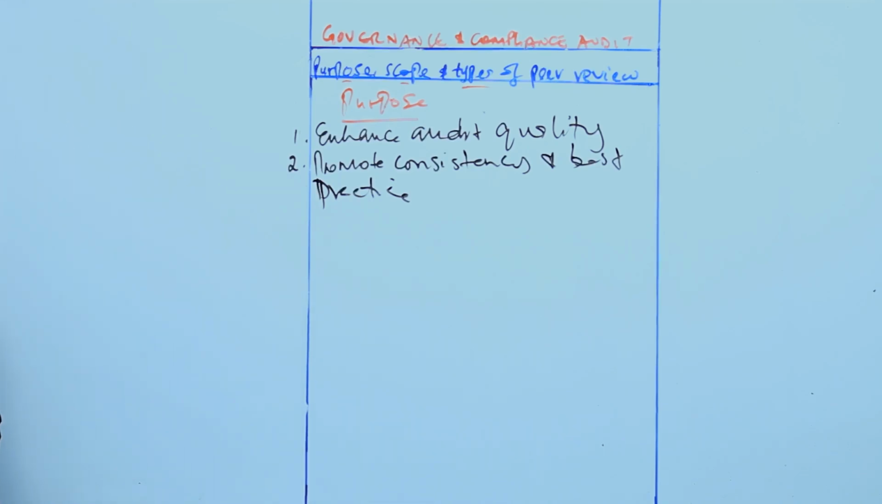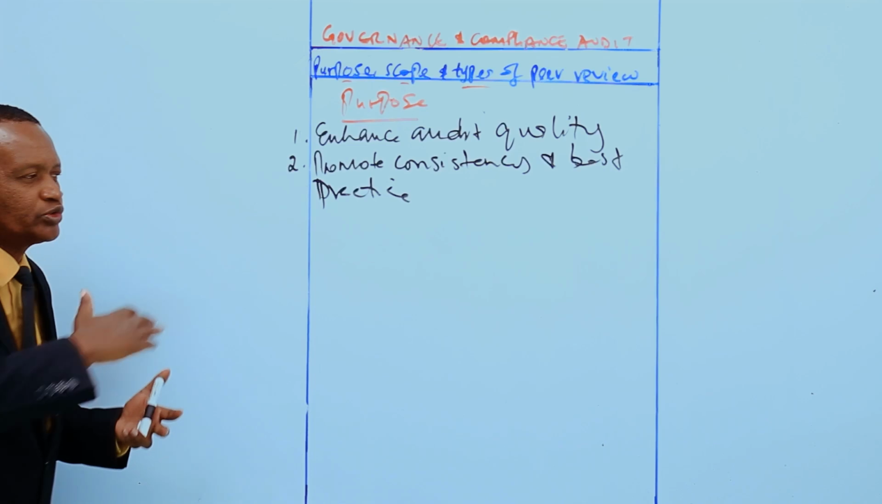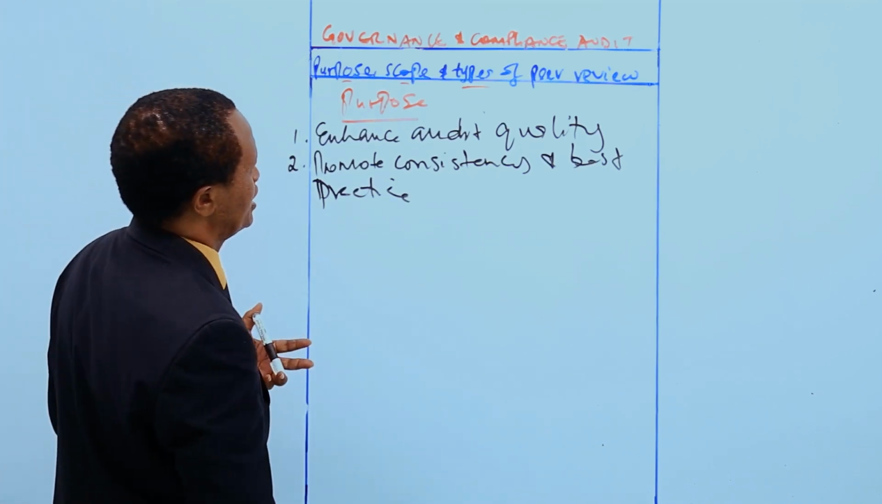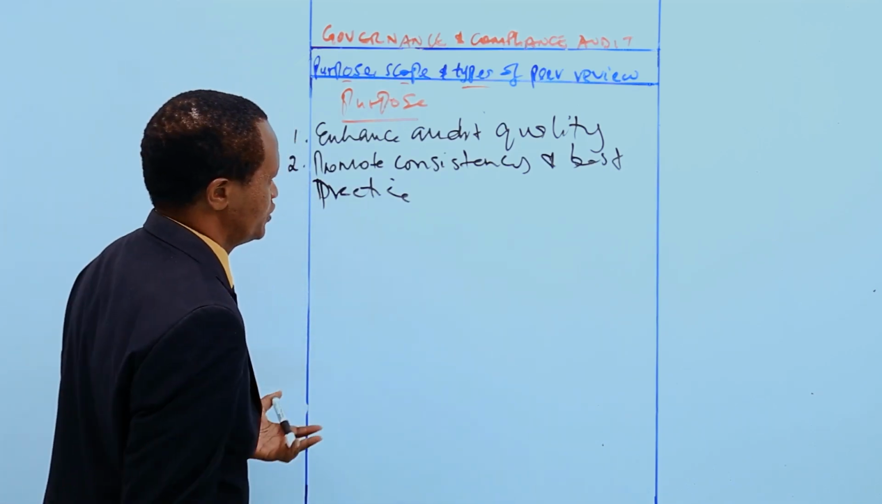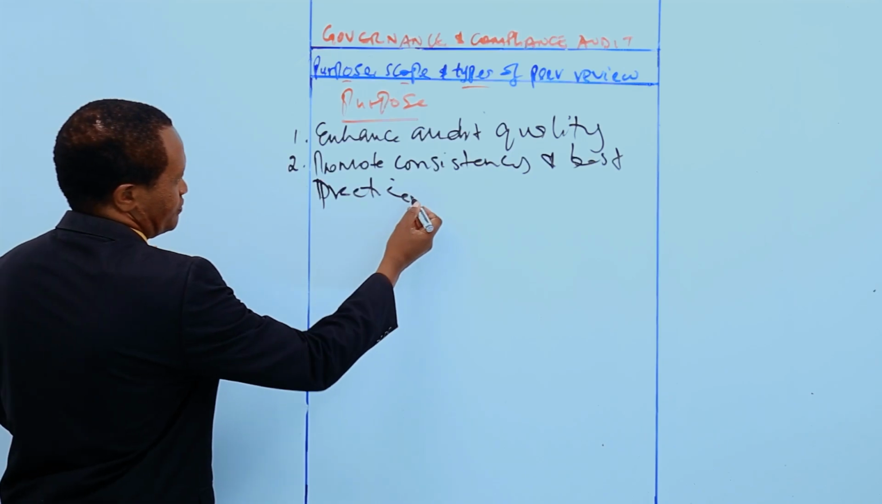Peer reviews identify areas where an audit firm or internal audit function can improve its methodologies, documentation, and reporting, and that facilitates the sharing of best practices across the profession. That is how peer review promotes consistency and best practice.